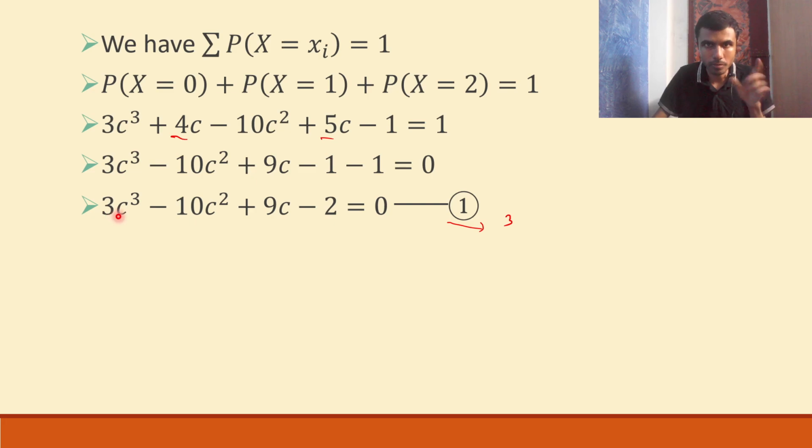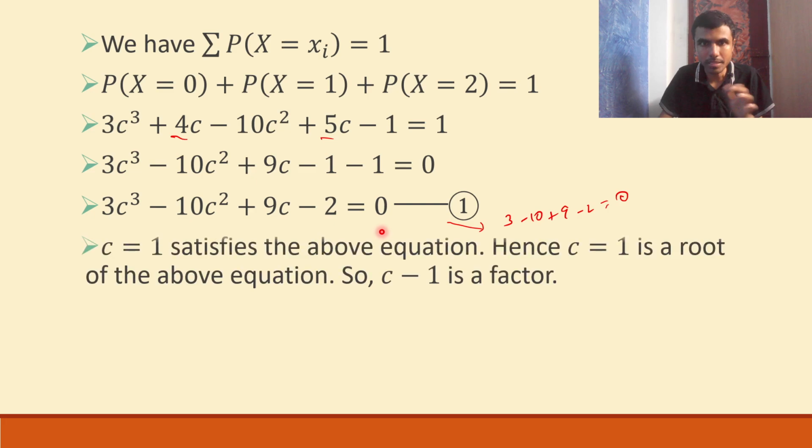3 into 1 cube is 3, minus 10 into c square, so minus 10, plus 9 into 1 is 9, minus 2. So 3 minus 10 is minus 7, minus 7 plus 9 is plus 2, 2 minus 2 is 0. That means c equal to 1 is satisfying the above equation. That means c equal to 1 is a root of the above equation, and c minus 1 is a factor.